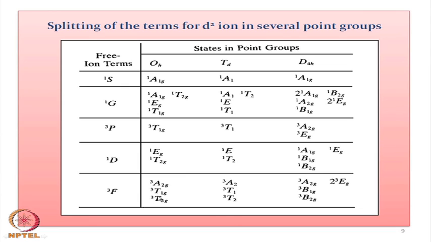So, after splitting, one will be the ground state and the others will be the corresponding excited states. Similarly, for the singlet state where S is equal to 0, we have the 1D level, and like the splitting of the D level, we have the split forms Eg and T2g. Similarly, 3P will be converted to only 3T1g. G will be converted to these four, and this will be converted to the corresponding value for the 1S term.